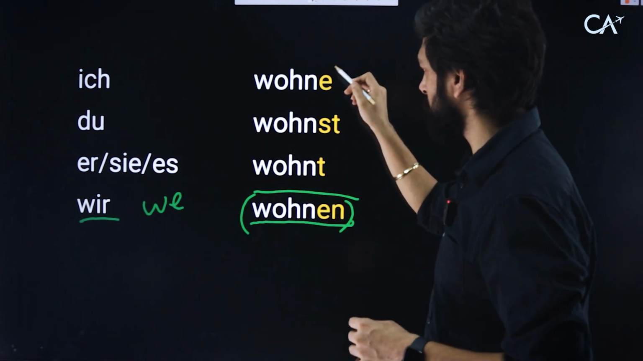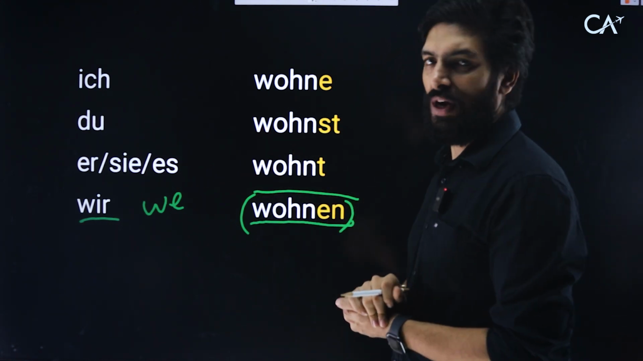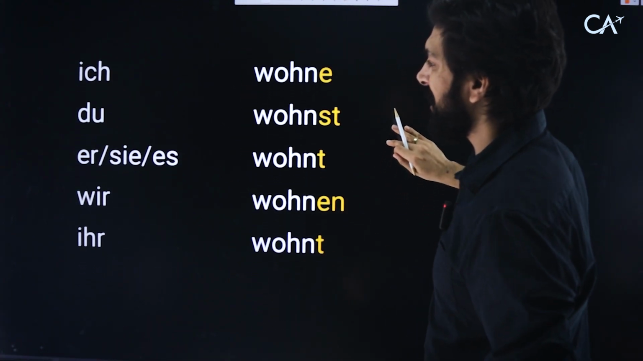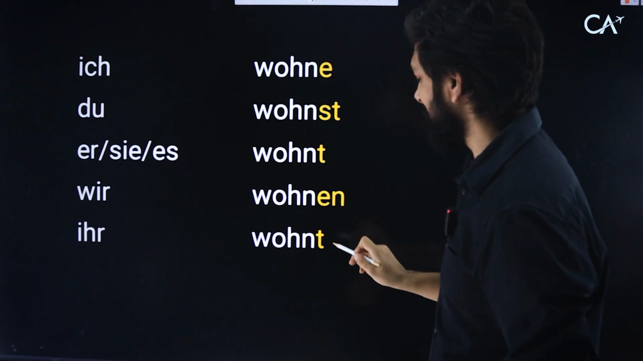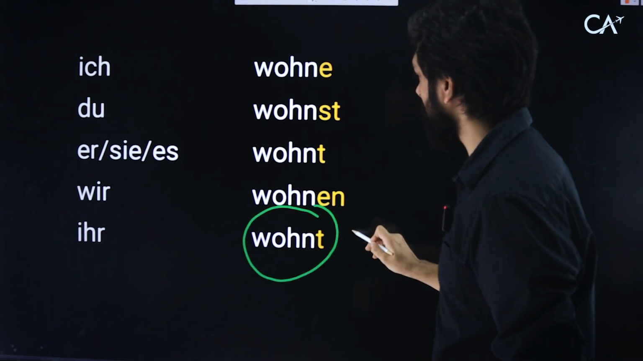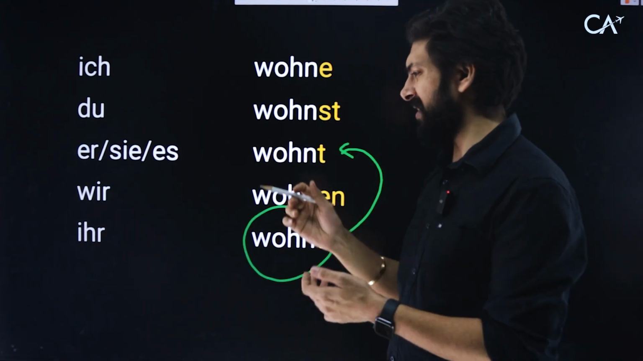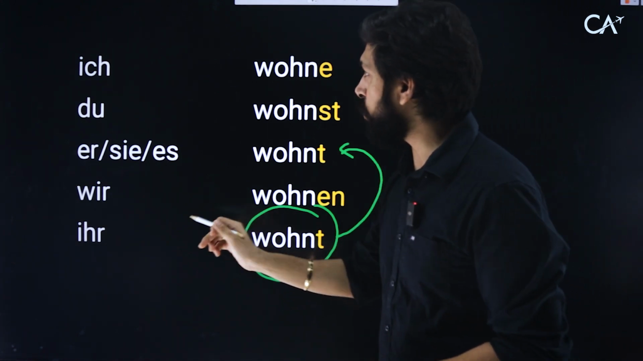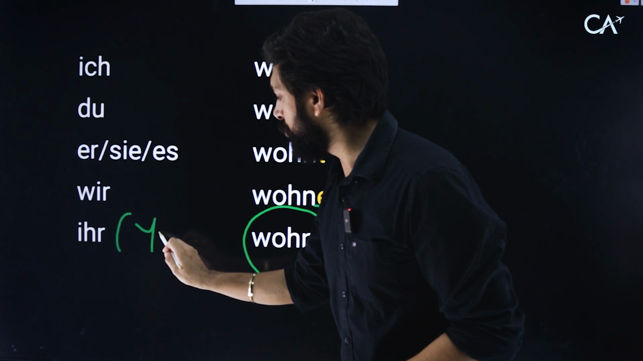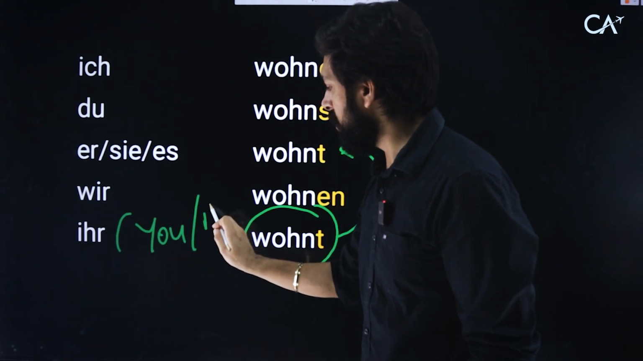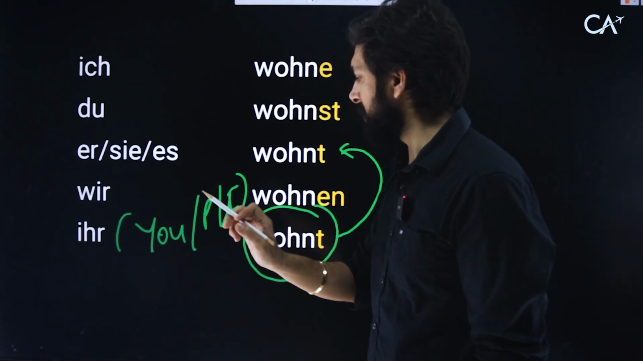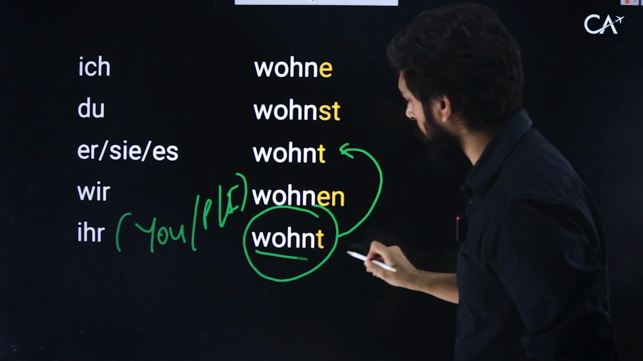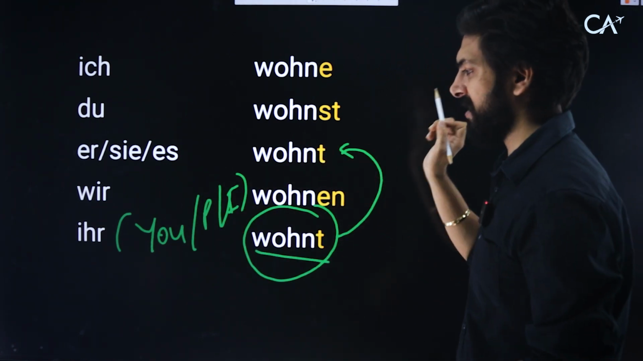Generally, we change the last two letters, and you can see here the change. Right, and now we can see the next one, which is ihr. Ihr is wohnt, same as this one. We're repeating this. That means sie, es, same as ihr. And ihr, what was ihr, if you remember? This was you, plural and informal you. Plural, informal you is ihr, and for ihr we use wohnt with t at the end, same as sie, es.